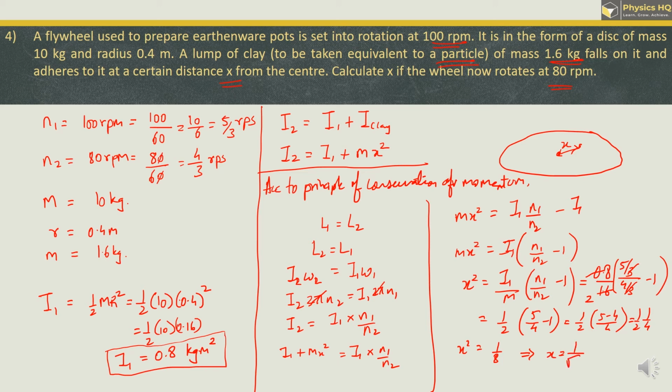or we can say that x is equal to 1 by root of 8 meter. Now you can use the log book to find the value. You will get 0.3536 meter. I hope you all understood this. Let us go ahead to the next question.